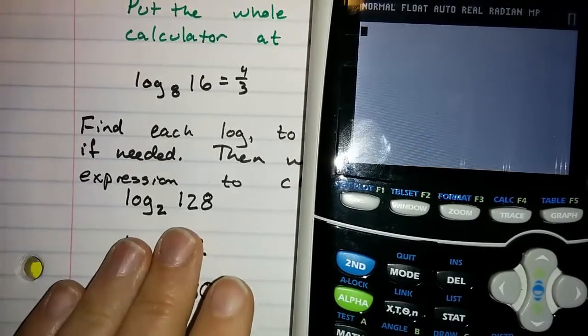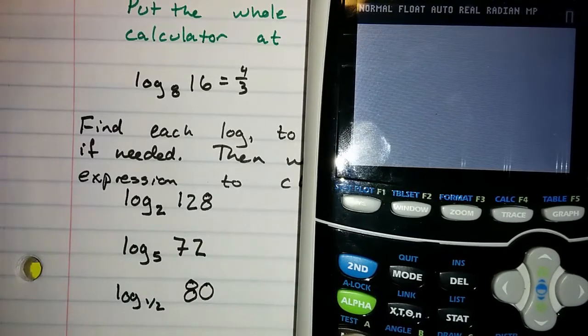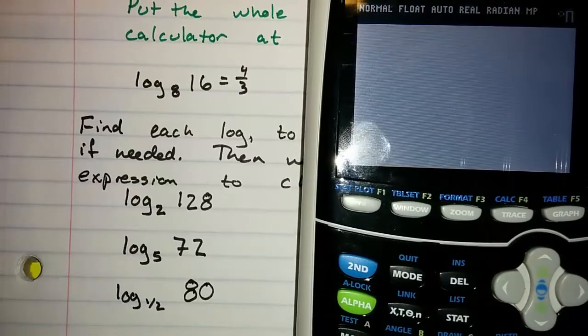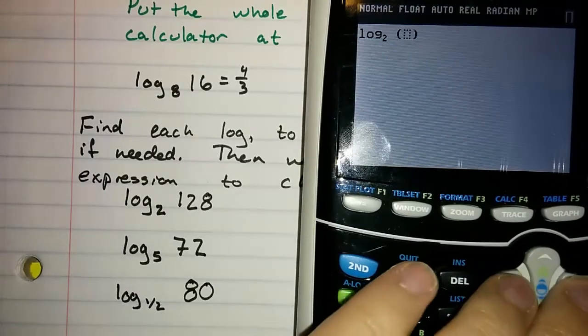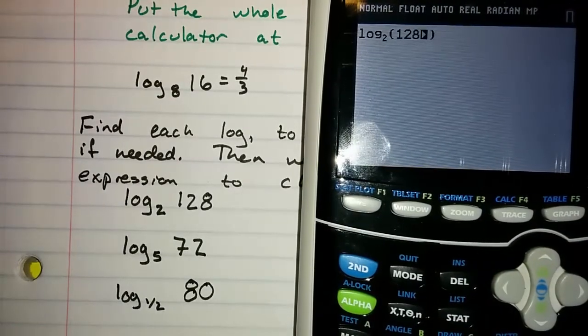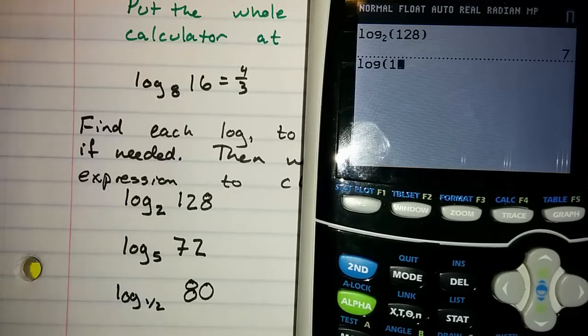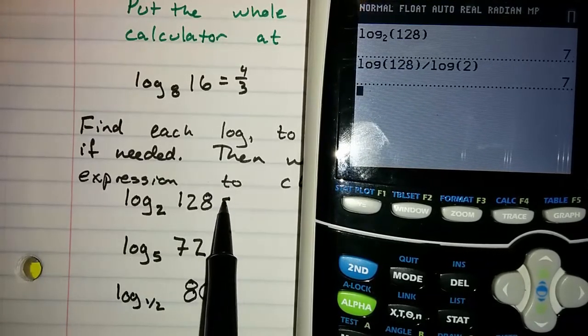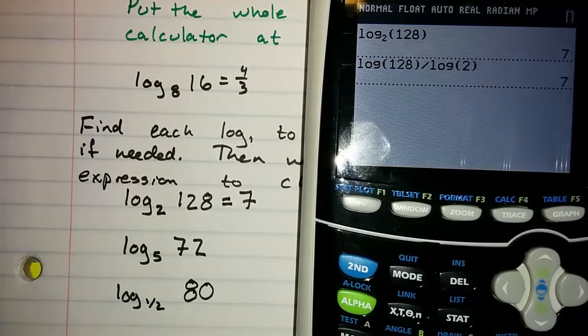To find the log base 2 of 128, if I have the log base function, I'll do log base 2 of 128, and I get 7. If I don't have that function, I'll do log of 128 over log of 2, and again I get 7. This is exactly 7.